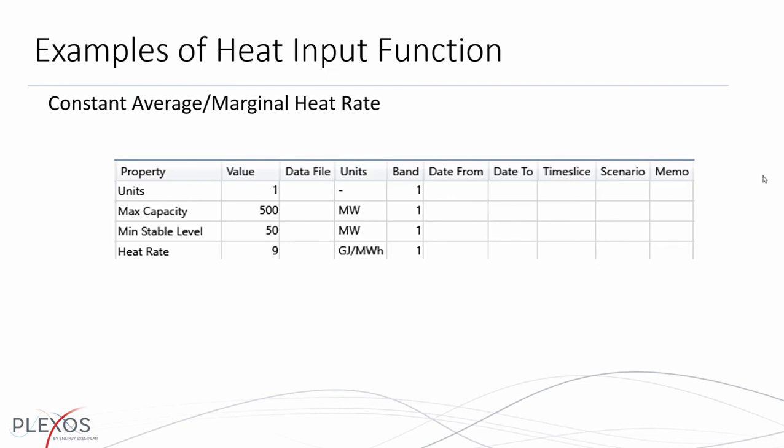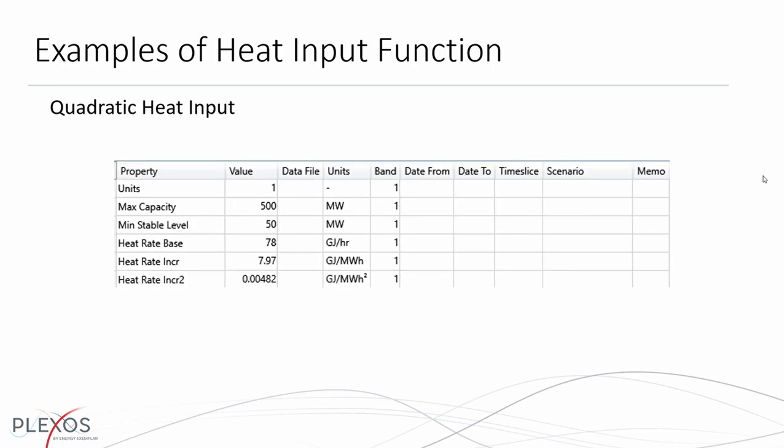We can use the constant, so the average equals the marginal heat rate. In this case, we see that the heat rate has a single value for this generator of 9 gigajoule per megawatt hour. If we are using the quadratic heat input, we need to specify the heat rate base, the heat rate increment, and the heat rate increment 2 coefficients, all coming from the polynomial equation.